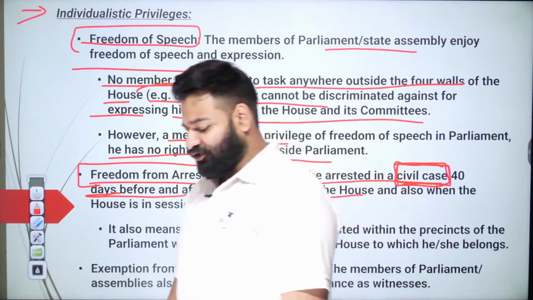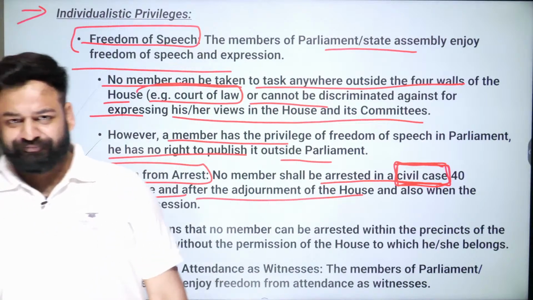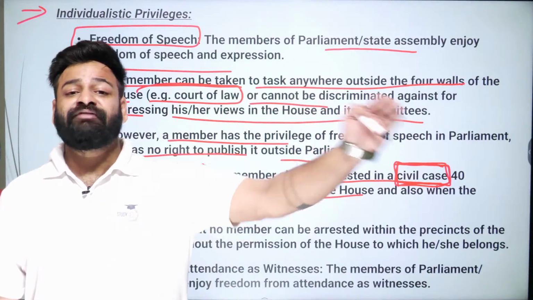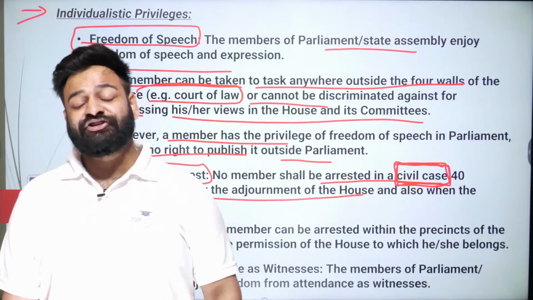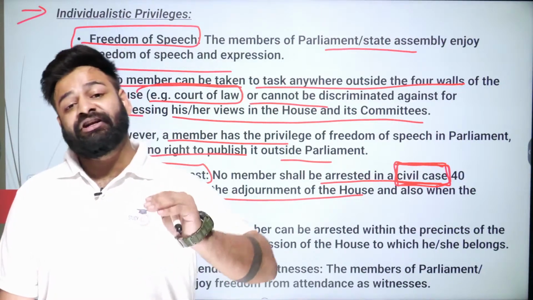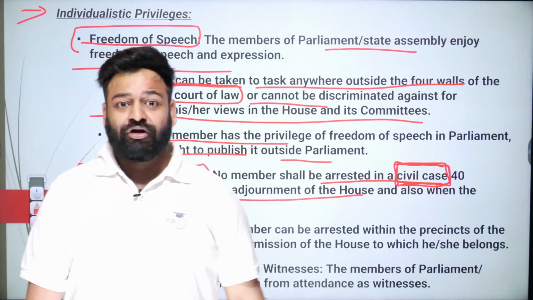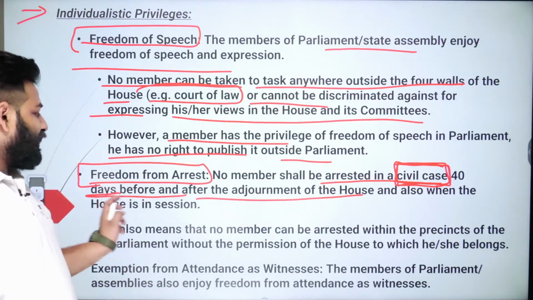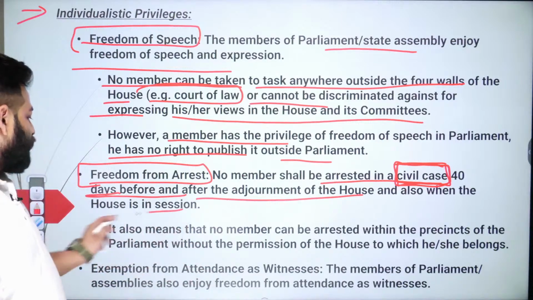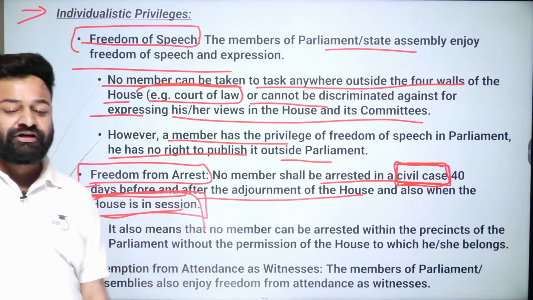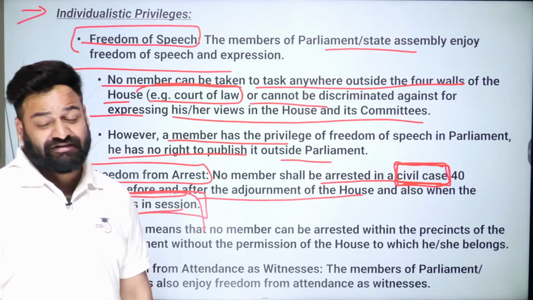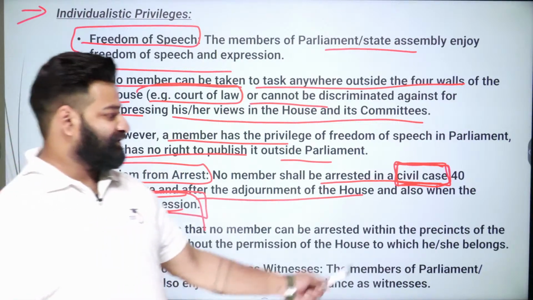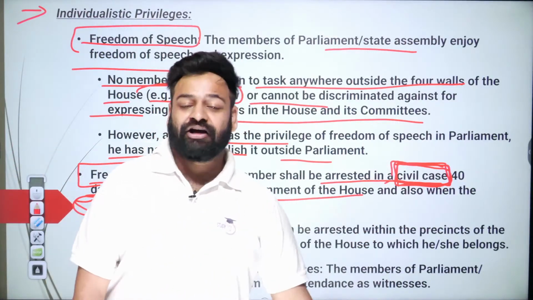Let's say the session is commencing on 1st of May. Then 40 days before 1st of May, and the session is ending on 31st of May, so 40 days after 31st of May, only then the arrest can happen. So 40 days before and after the adjournment of the house, and also when the house is in session. Even when the house is in session, no arrest can be made against any member of parliament. But only in civil cases. This immunity is not available in criminal cases.